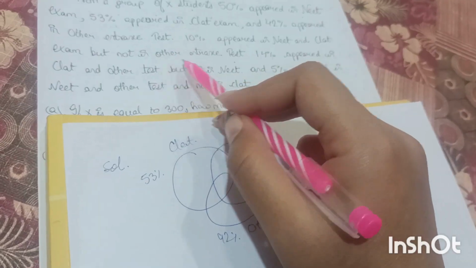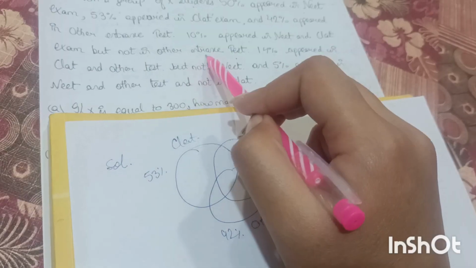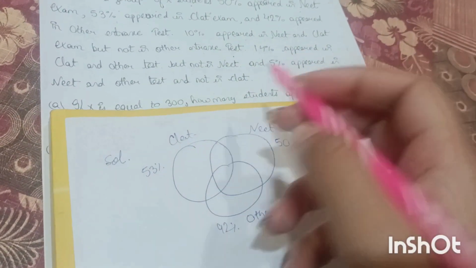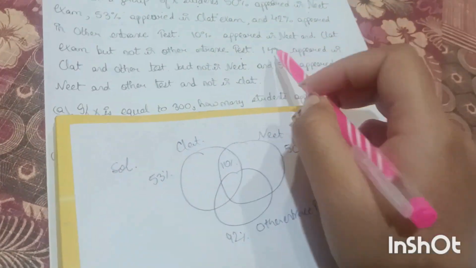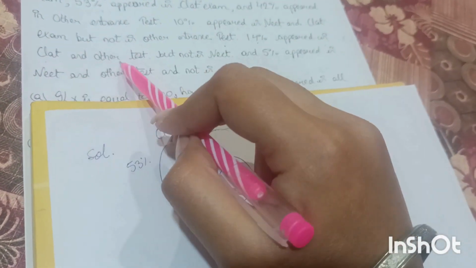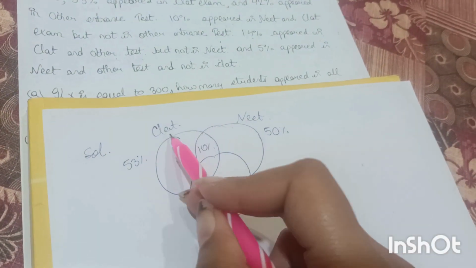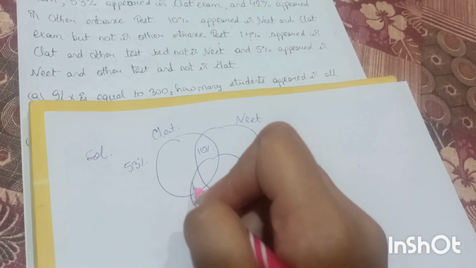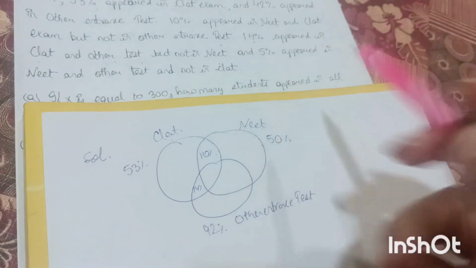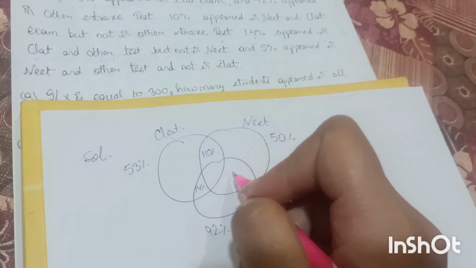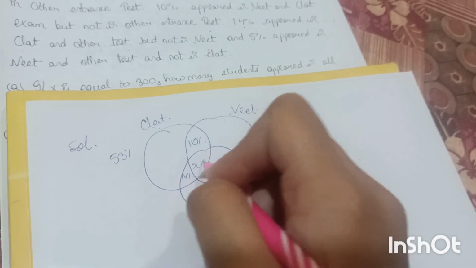10% appeared in NEET, CLAT, and not the other entrance exam. You have not been given only, but you have been given directly that it's for NEET and CLAT, not for other. So the value over here is 10%. Same, 14% appeared for CLAT and other entrance test, but not NEET, so over here it will come 14%. 5% appeared in NEET and other tests and not CLAT, so it will come over here. We have not been given the value for this one, so you can write X%.